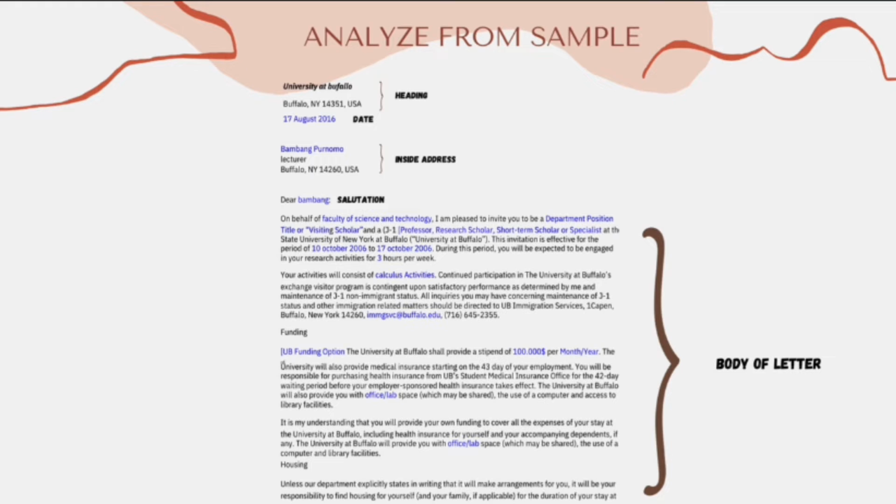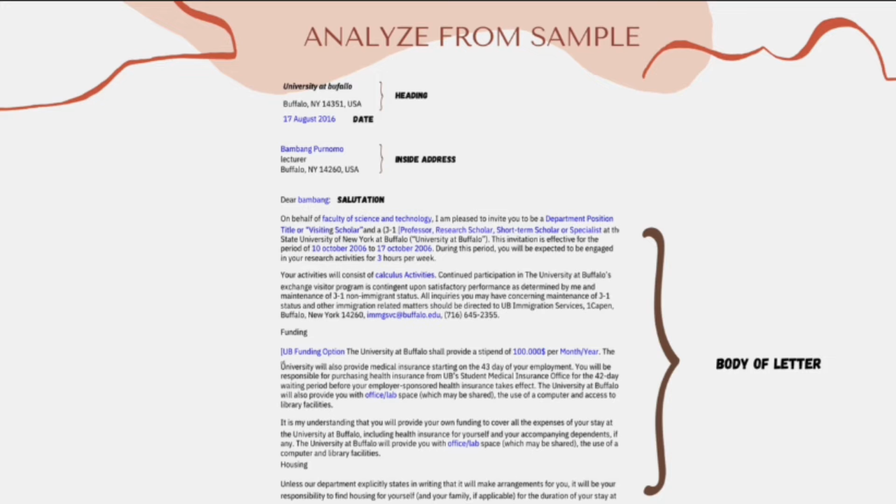New York, Buffalo. This invitation is effective for the period of 10 October 2006 to 17 October 2006. During the period, you are expected to be engaged in your research activities 2-3 hours a week. Your activities will consist of calculus activities. Continued participation in the University at Buffalo's exchange visitor program is contingent upon satisfactory performance as determined by me and maintenance of J-1 non-immigrant status. Inquiries you may have concerning maintenance of J-1 status and other immigration related matters should be directed to UB Immigration Service, Buffalo, New York.